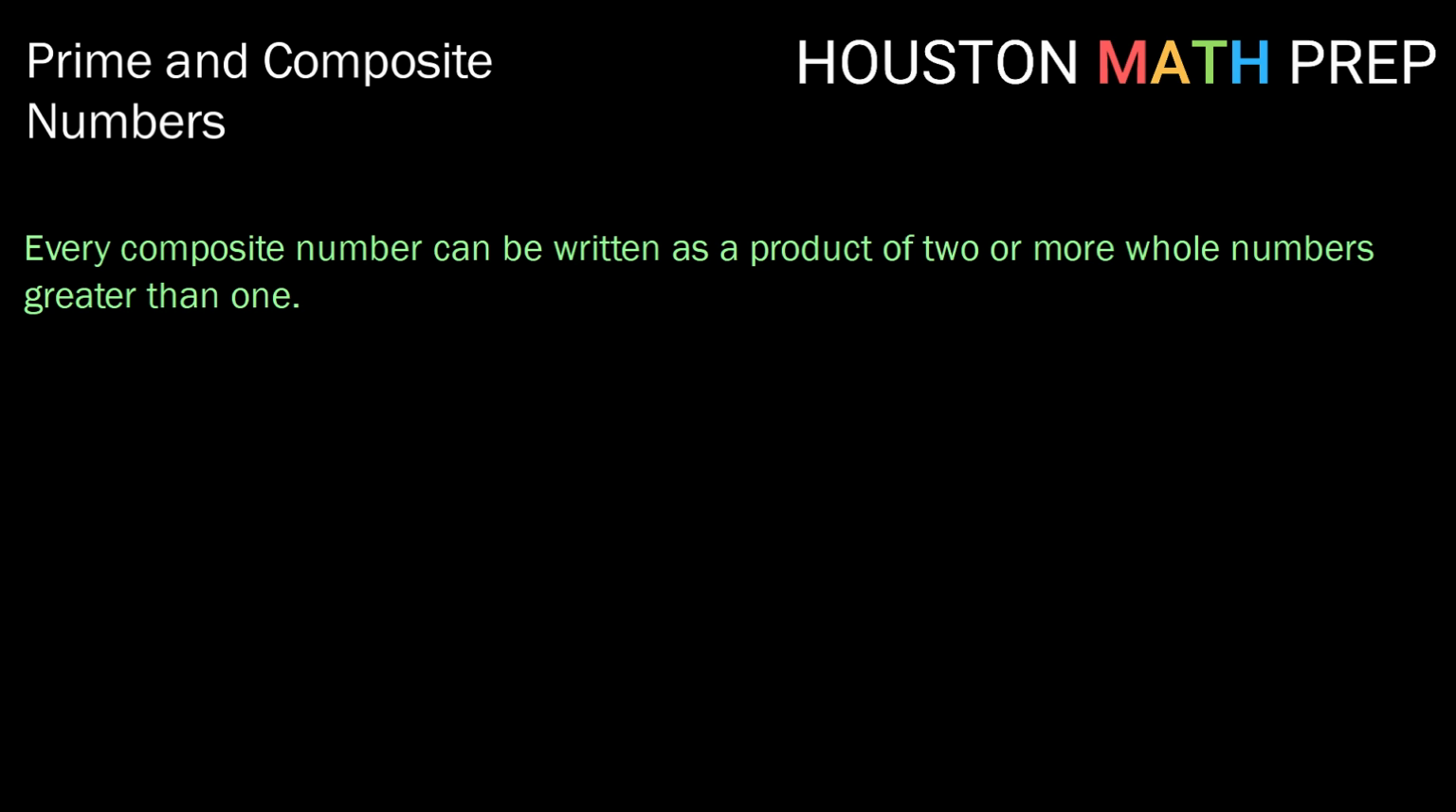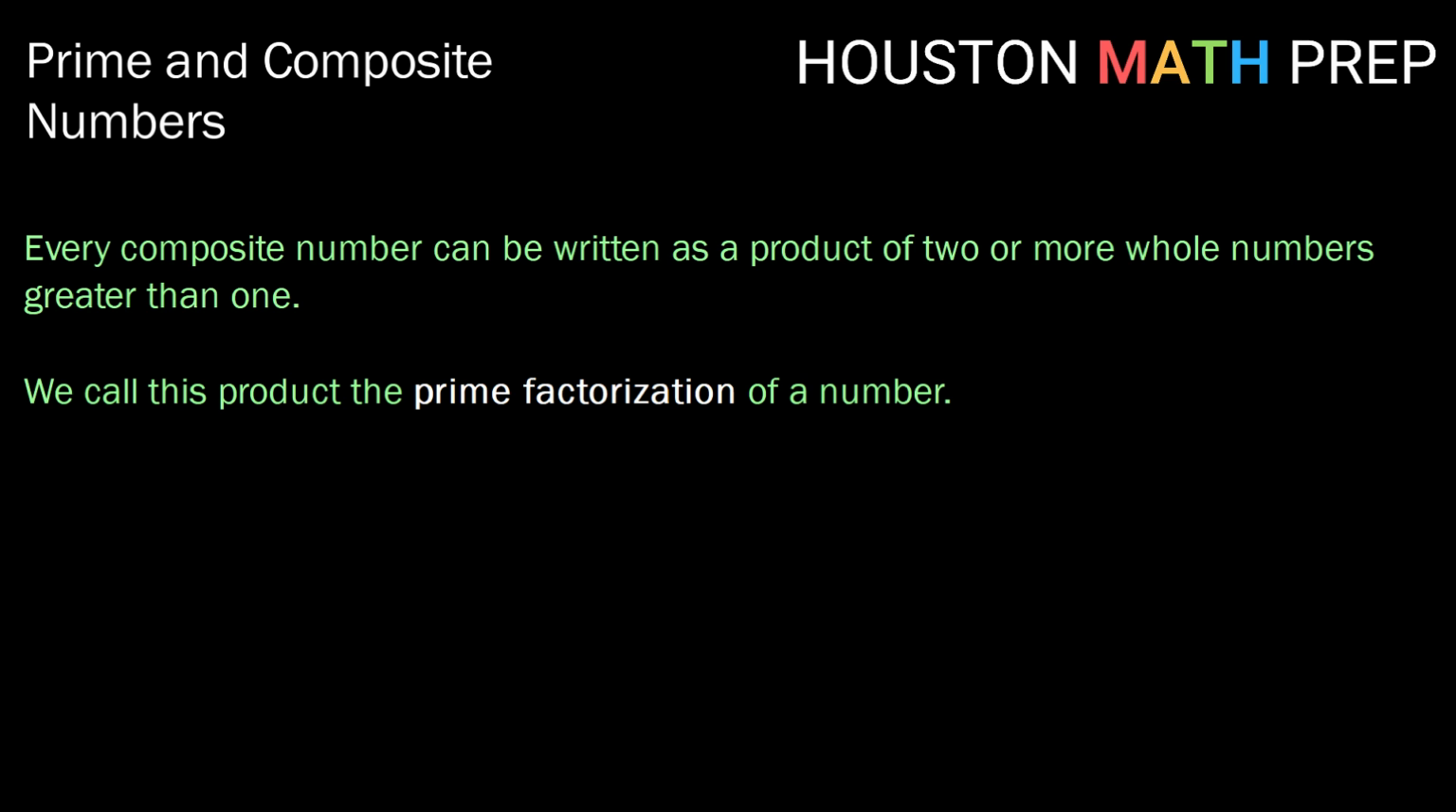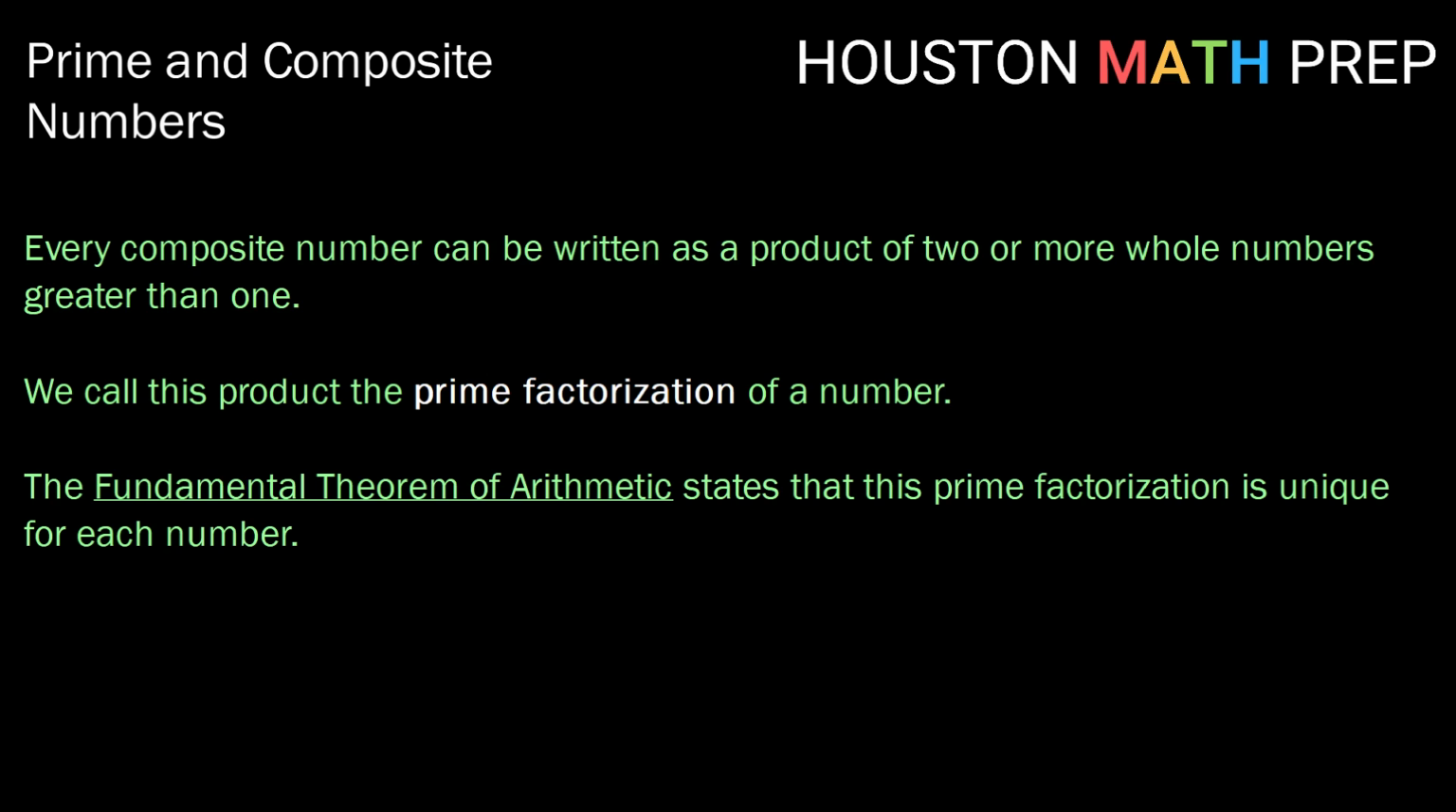We have the property that every composite number can be written as a product of two or more whole numbers greater than 1. We call the product that we can create the prime factorization of that composite number. The Fundamental Theorem of Arithmetic tells us that this prime factorization is unique for each number, other than a potential rearrangement of the primes.